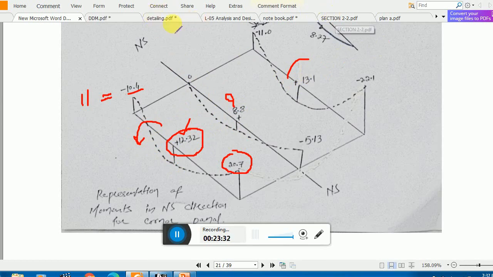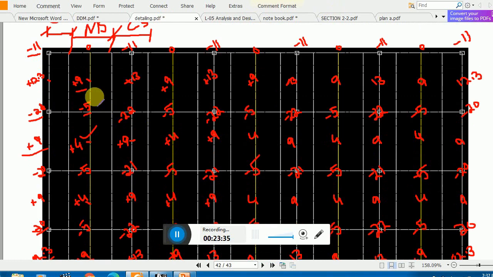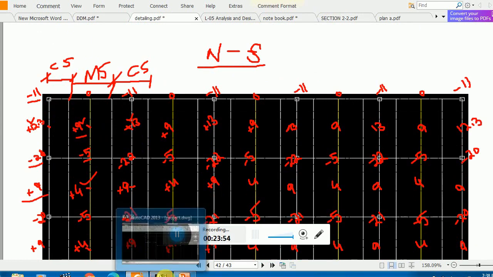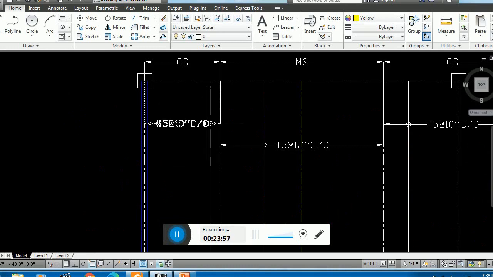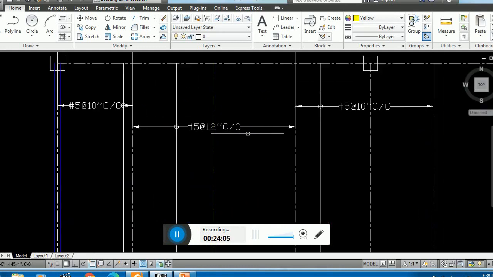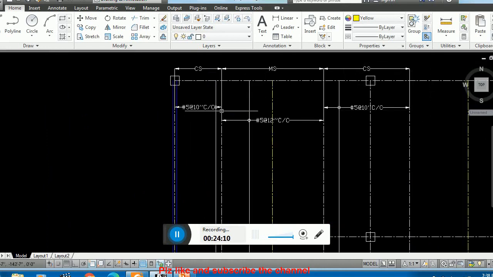So let me show you here, this is north south direction. Okay, so here we have positive movement 12 point, this one 9 and 13. You can provide uniform bars for all these reinforcement. Let's say I will design for 13 and provide the same amount of steel to this bar, to this bar, to make things simple. But here you see I am using for that 12 number 5 at the rate of 10 inch, for that 9 I am using number 5 at the rate of 12 inch, and for that 13 I am using number 5 at the rate of 10 inch. This is in column strip.